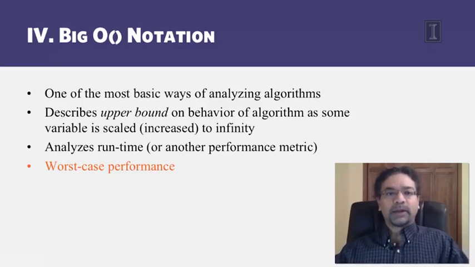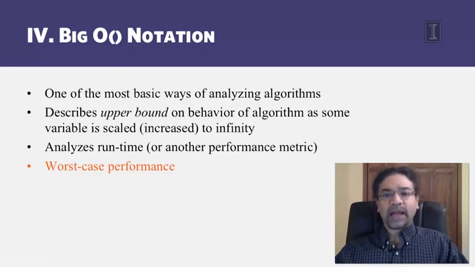So next we move on to a few mathematical topics. The first mathematical topic is big O notation. The big O notation is one of the most basic ways of analyzing algorithms. When I give you an algorithm and I say analyze the algorithm mathematically, essentially I expect you to come up with at the least a big O notation analysis of that algorithm. The big O notation describes an upper bound of the behavior of an algorithm as some variable is scaled or increased in value all the way till infinity. Typically this variable is the size of the input, maybe the number of input elements. You'll see a few examples of this.